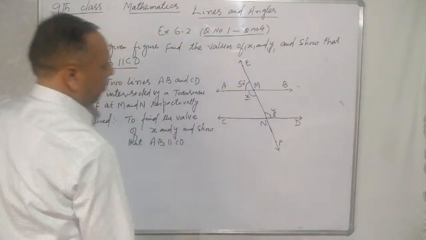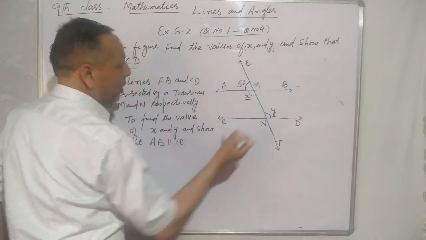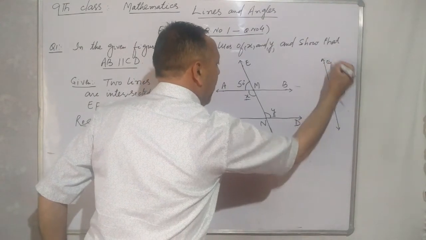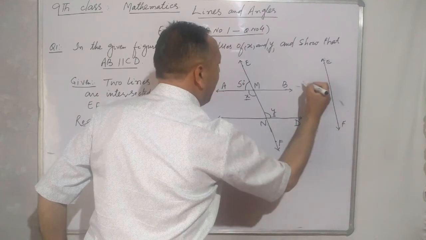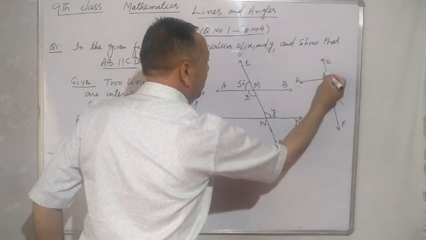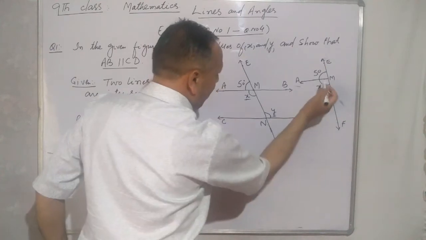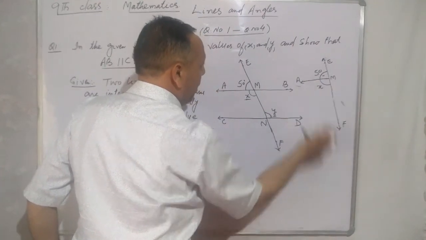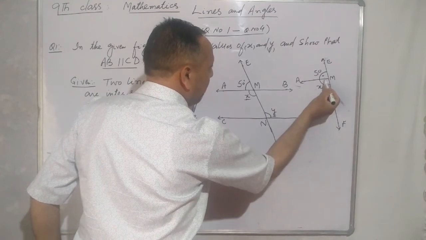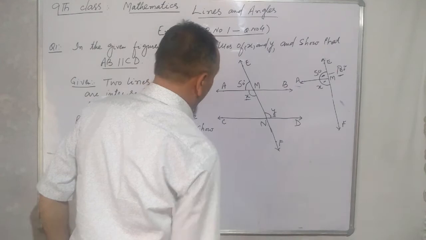If you look at the figure, you can identify here EF is a line and ray MA stands on it. This is E and this is F, and a ray MA stands on it. This angle is given as 50 degrees, and this angle is given as x. That means the sum of angle AME and angle AMN will be 180 degrees because these are a linear pair of angles.